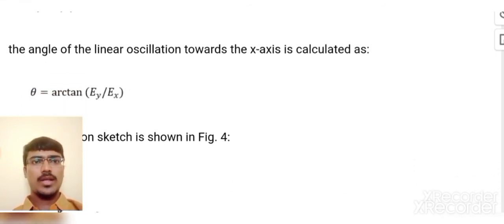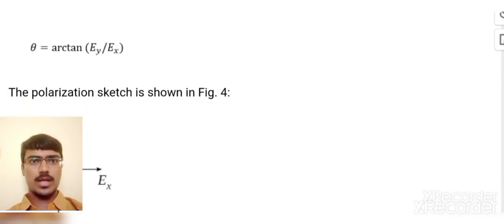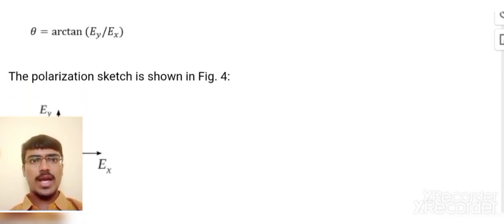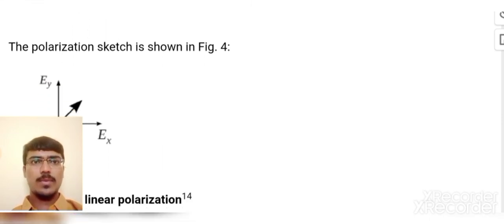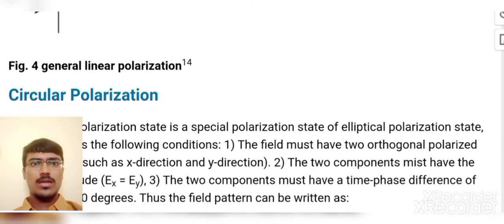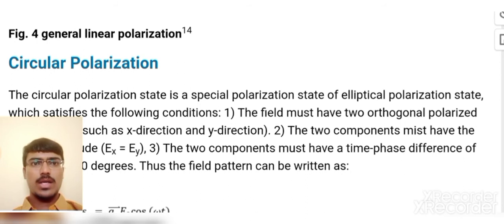The angle of the linear oscillation towards the x-axis is calculated as theta equal to tan inverse of Ey by Ex. The polarization sketch is shown in the figure. Linear polarization. Another classification of polarization is circular polarization.